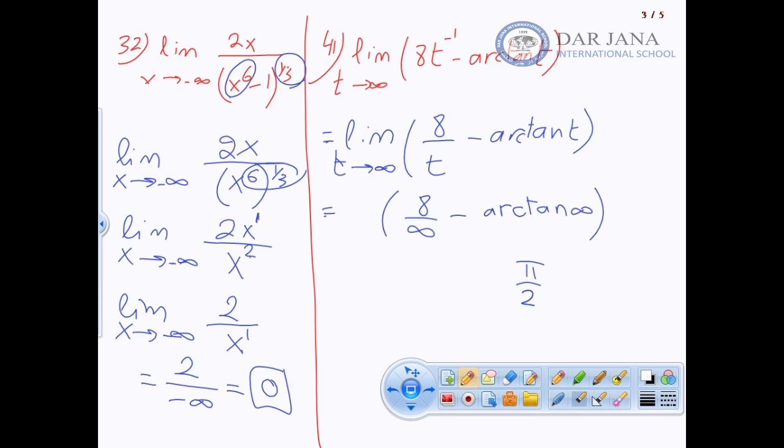Or you can go back and graph it using the graphical calculator. I'm going to show you now. But let's finish this one first. 8 over infinity is going to be 0. 0 minus pi over 2 is negative pi over 2. This is the final answer.